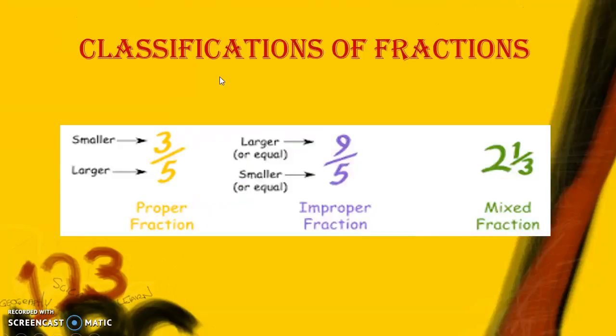There are 3 types of fractions. First, proper fraction. A proper fraction is one where the numerator is less than the denominator. A proper fraction is always less than 1. Second, improper fraction. An improper fraction is one where the numerator is greater than the denominator. An improper fraction is always greater than 1. Third, mixed fraction. A mixed fraction has both a whole number part and a fractional part.